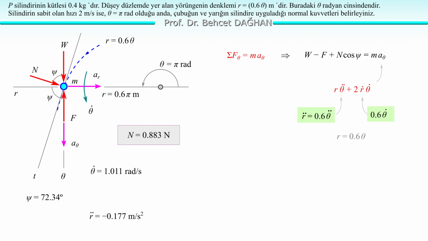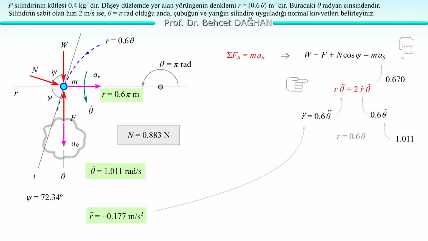We previously found that theta double dot is equal to r double dot divided by 0.6. We found a relationship between the theta double dot and the r double dot. We found the r double dot. We know this. Therefore, we can find the theta double dot from here. We also know that the r double dot is 0.6 theta double dot. From the relation r equals 0.6 theta, r is the function of theta, we can easily obtain these equations. There is nothing unknown here. Now we substitute the known values. We find a theta. a theta equals 0.670 meters per square second.